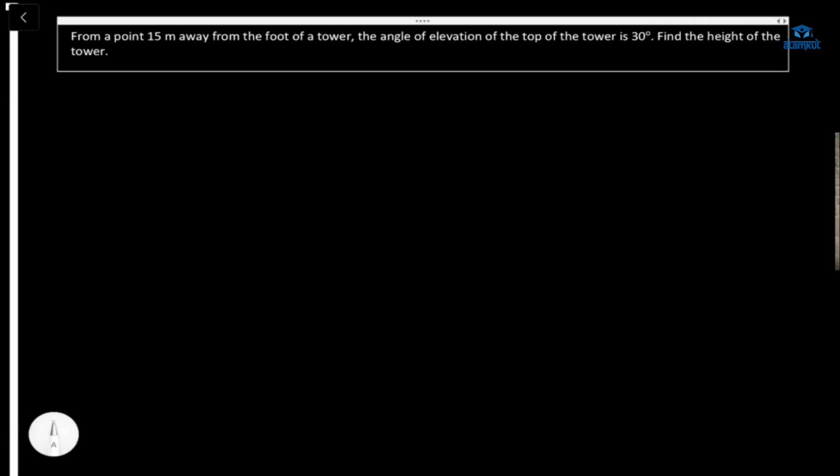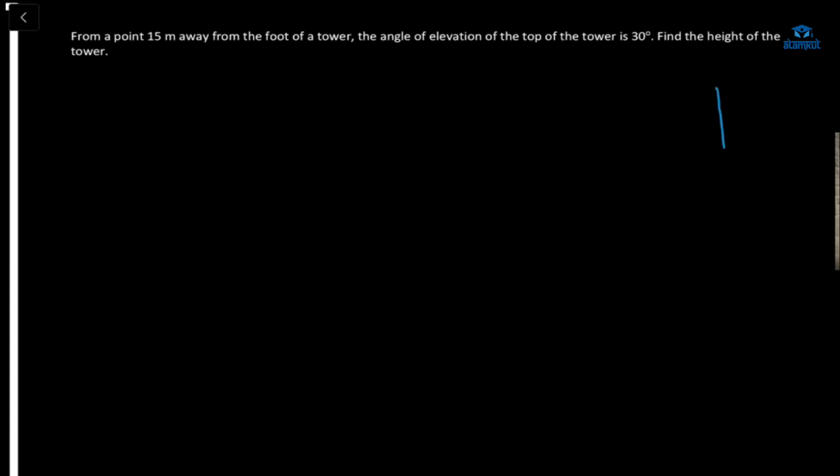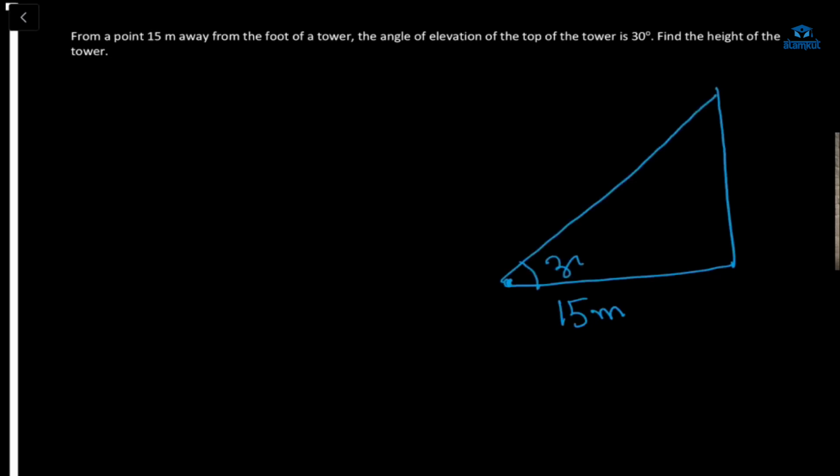Now, from a point 15 meter away from the foot of a tower. So there is a tower again, and a point just 15 meter away from the foot of the tower, and the angle of elevation of the top of the tower is 30 degree. Your angle of elevation is already given as 30 degree. Find the height of the tower. If you are writing ABC, you have to find the height, which is BC, which is not known.